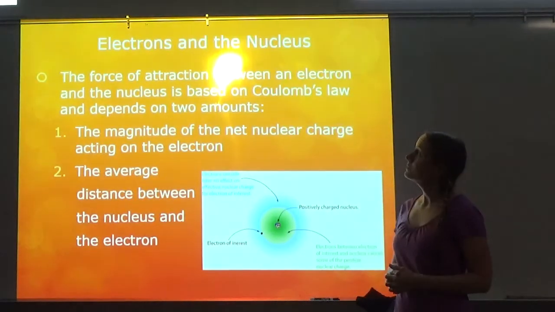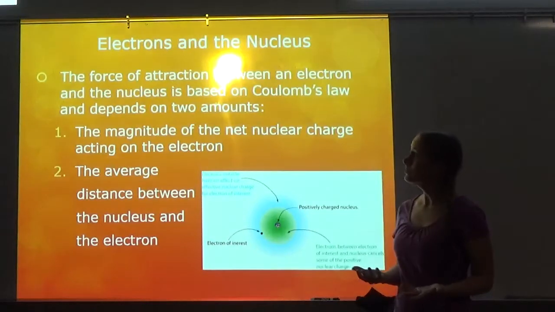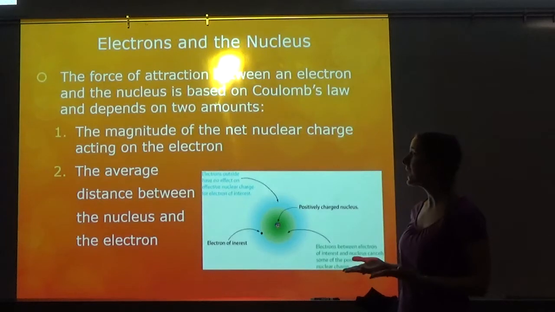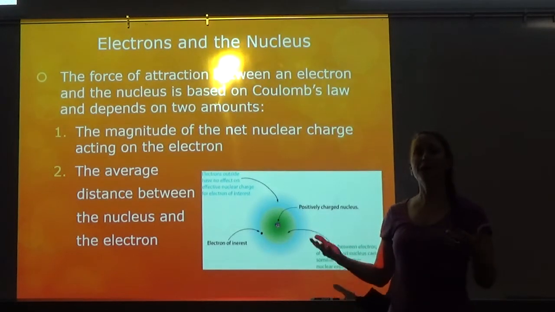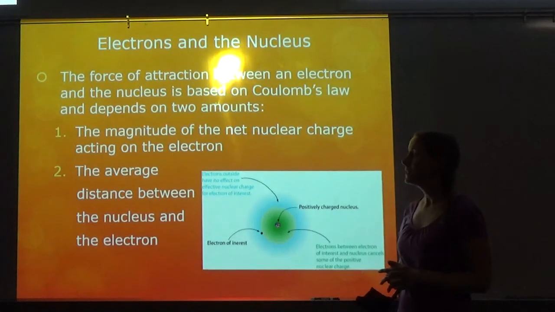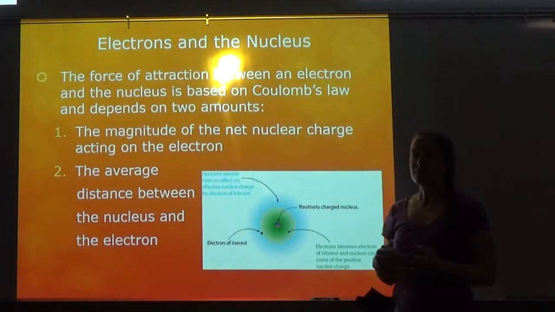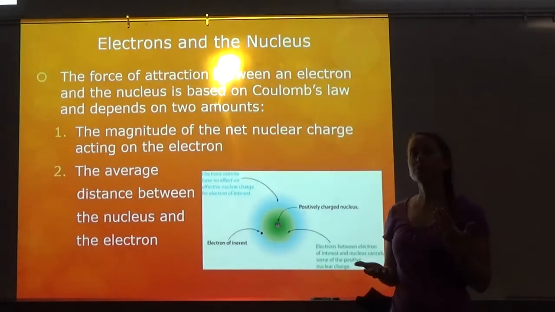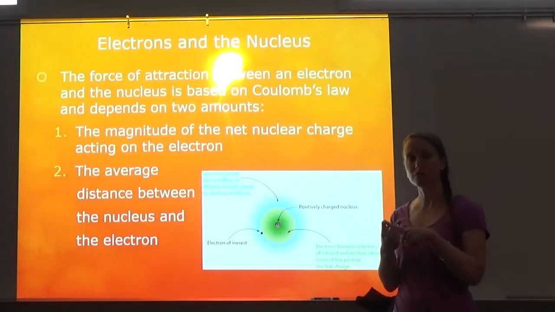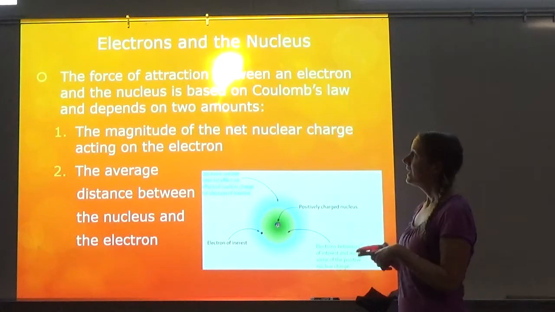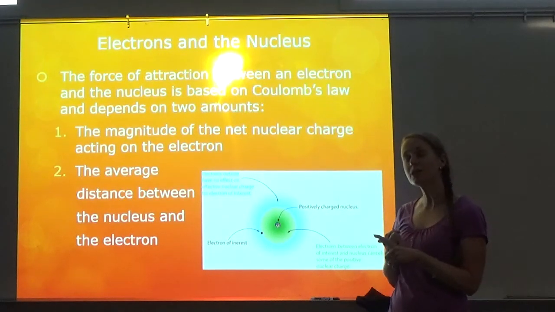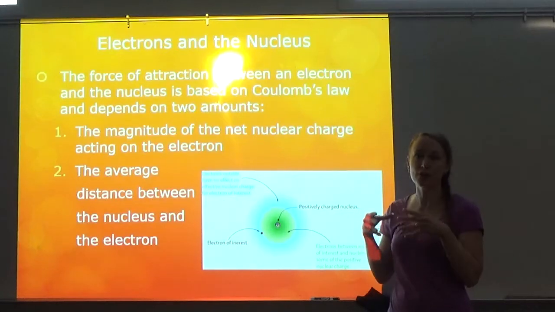So the force of attraction between an electron and the nucleus is based on Coulomb's law and depends on 2 amounts. The first amount is the magnitude of the net nuclear charge acting on the electron. So in other words, how positive is the nucleus? And then the second thing it's based on is the average distance between the nucleus and the electron. So it doesn't matter what class you take, when you're focusing on attractions and repulsions of different forces, it's always based on the amount of charge and the distance between the charges. And that's what Coulomb's law is based on, and that's what we're going to focus on right now. How positive is the nucleus, and then how close are the electrons to that nucleus.